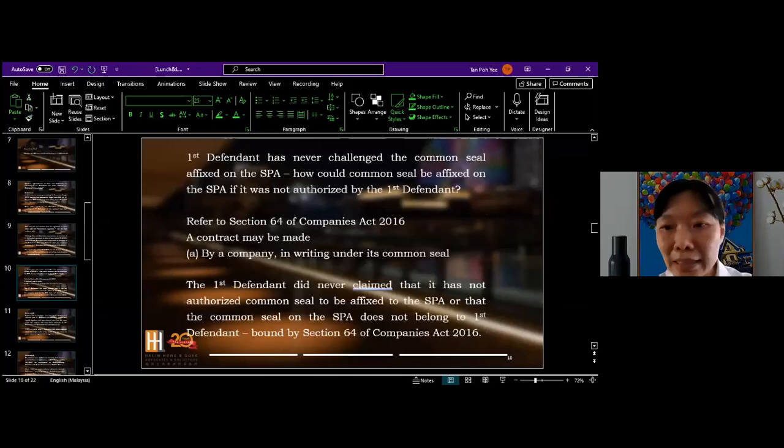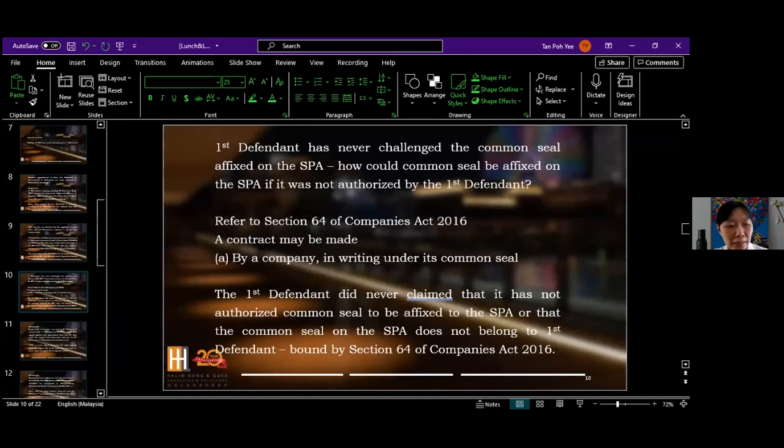The directors never challenged the common seal as not authorized, or that the common seal is not the company's. So the question is, how could the common seal be affixed on the sale and purchase if it was not authorized by the first defendant? In this reference, the court referred to section 64 of the Companies Act, company contracts: a contract may be made by a company in writing under its common seal. You can refer to section 64 of the Act.